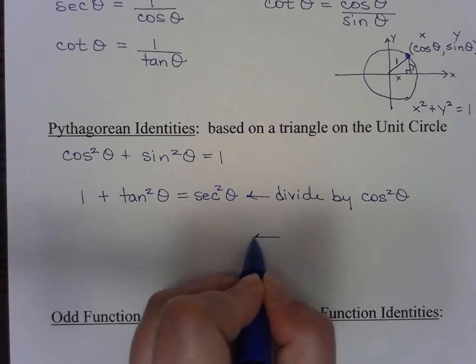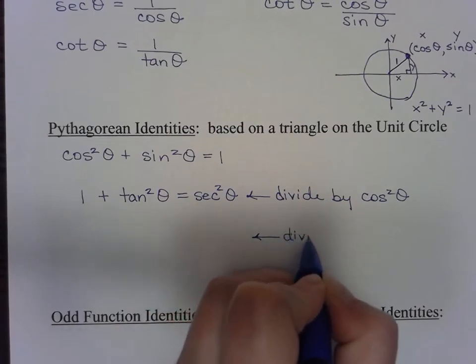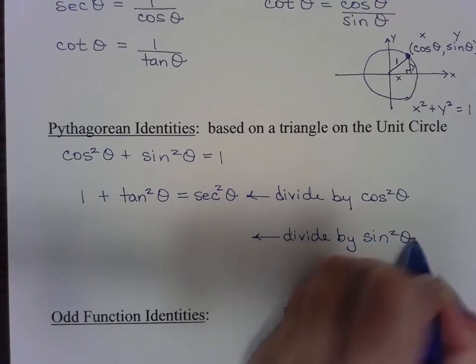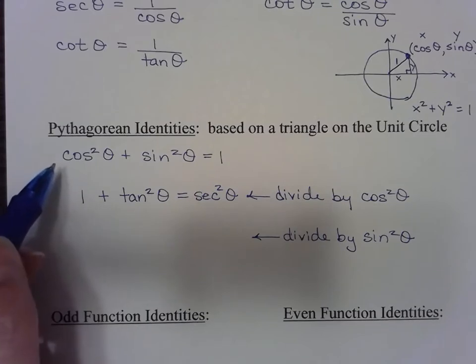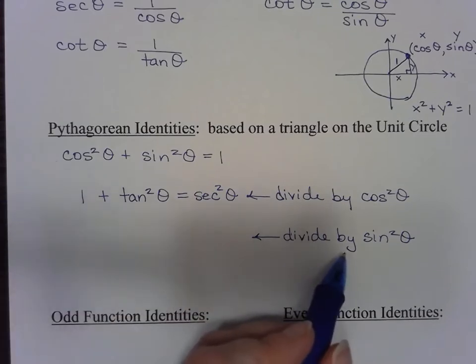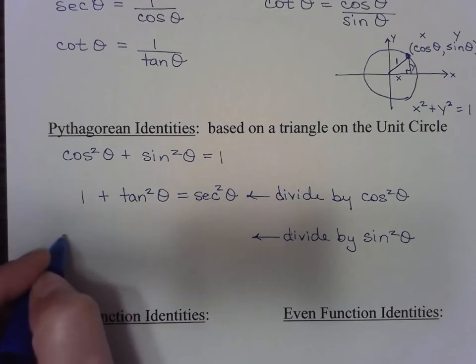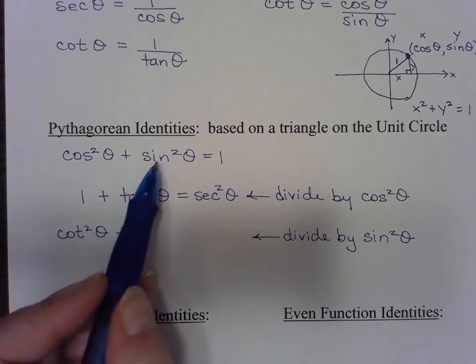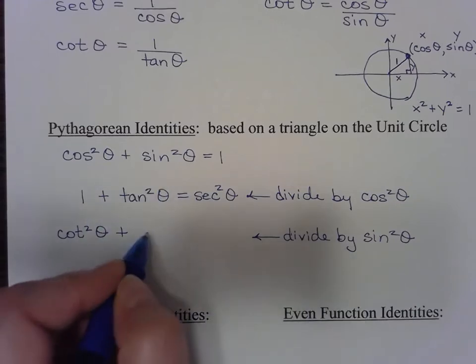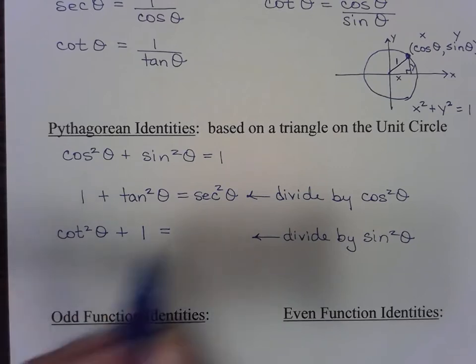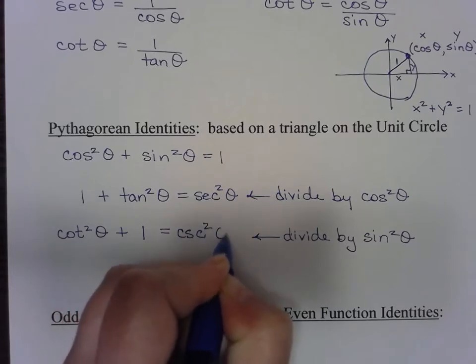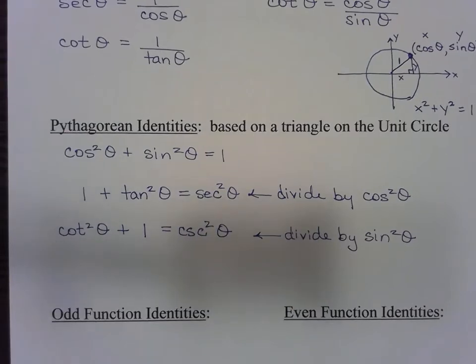Okay, the third one, we're going to use the same process. We could take the original and now divide by sine squared of theta. So cosine squared divided by sine squared, we just wrote this down, would be the cotangent squared. Sine squared divided by sine squared would be 1. And 1 divided by sine squared would be the cosecant squared. Okay, so those are the 3 Pythagorean identities.